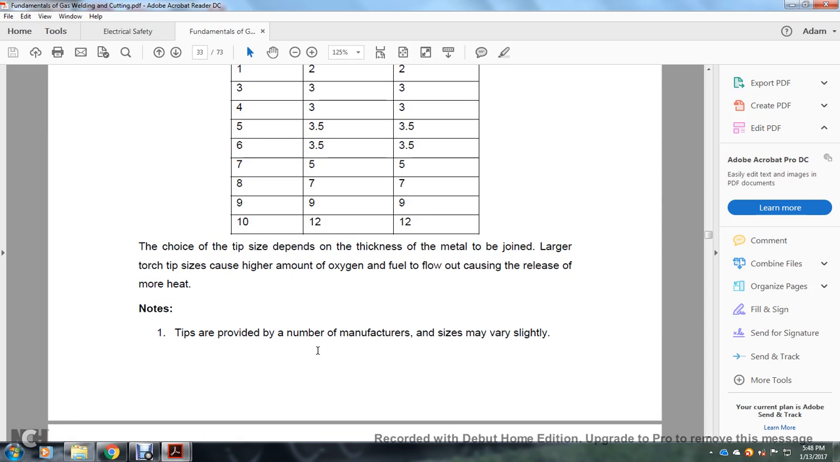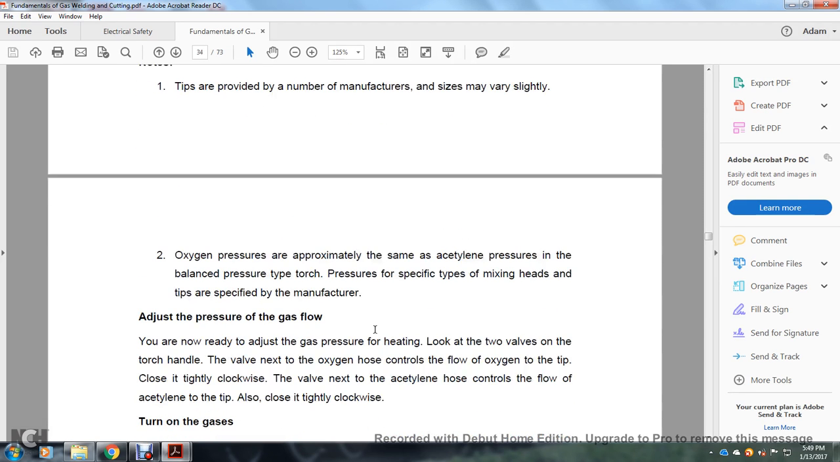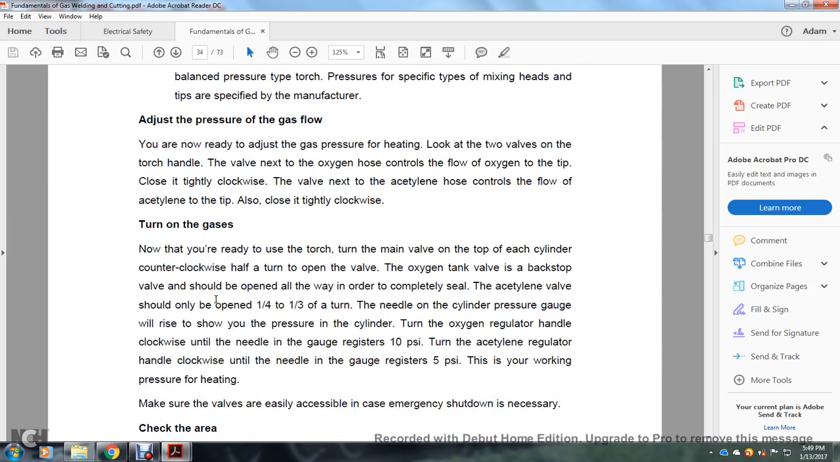The choice of the tip size depends on the thickness of the metal joint. Larger torch tips cause a higher amount of oxygen and fuel to flow out, causing a release of more heat. Note that tips are provided by a number of manufacturers and the size may vary slightly. Oxygen pressure is approximately the same as the acetylene pressure, and is balanced with the pressure type torch. Pressure for the specific type of mixing heads and their tips is specified by the manufacturer.